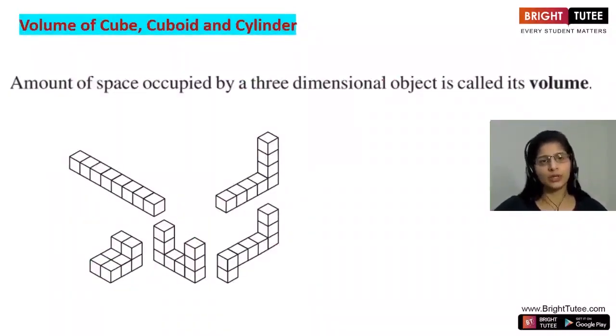So what is actually volume? The amount of space occupied by a three-dimensional object is called volume. What is volume? The amount of space occupied by a three-dimensional object.